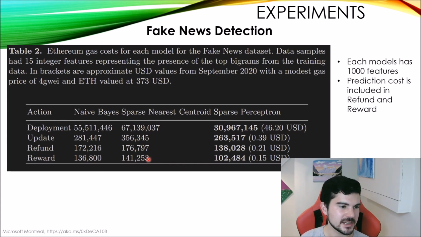The predict function is not listed here, and that's because predict is something we don't really need to measure directly on its own, because it can be done off-chain. Remember, the whole smart contract is public, so we don't really need to worry about gas costs, but that predict function is done in reward and refund, because you need to run that prediction before you can decide if you should refund or reward the reporter.